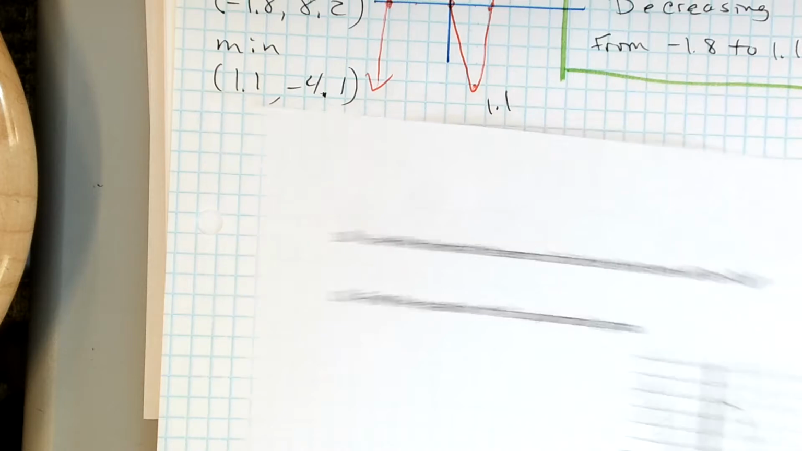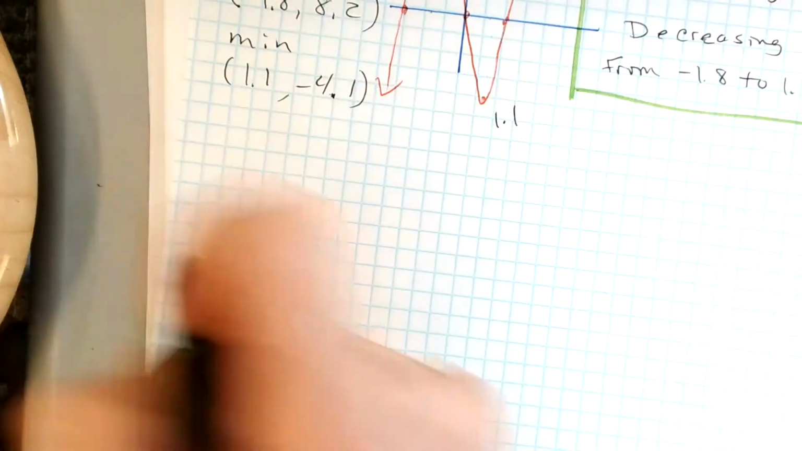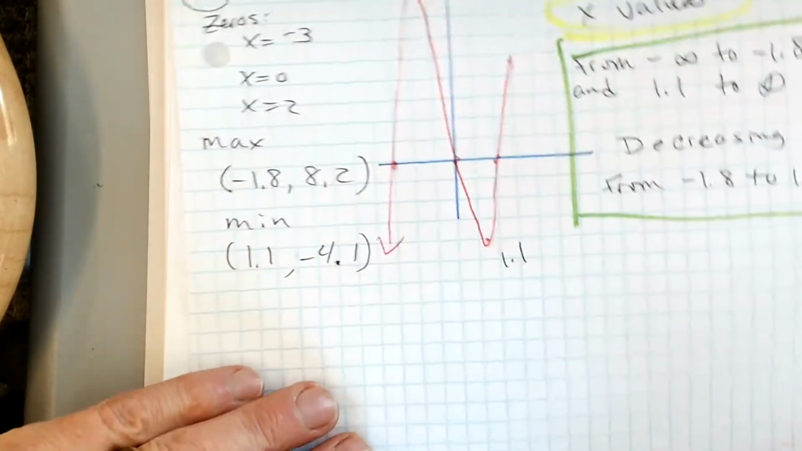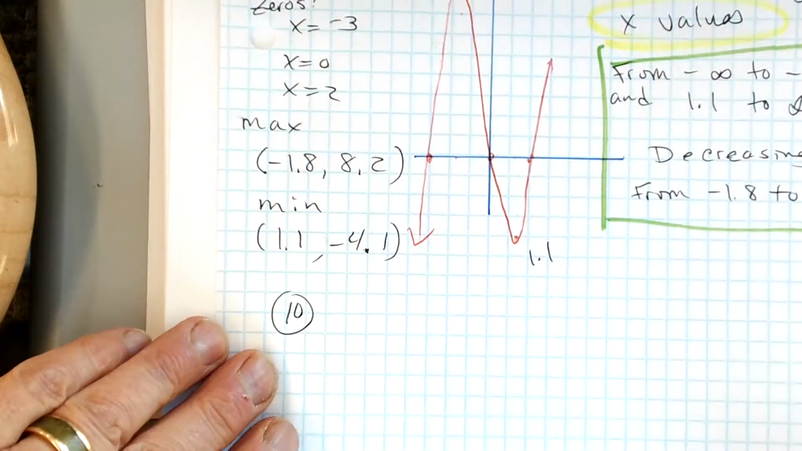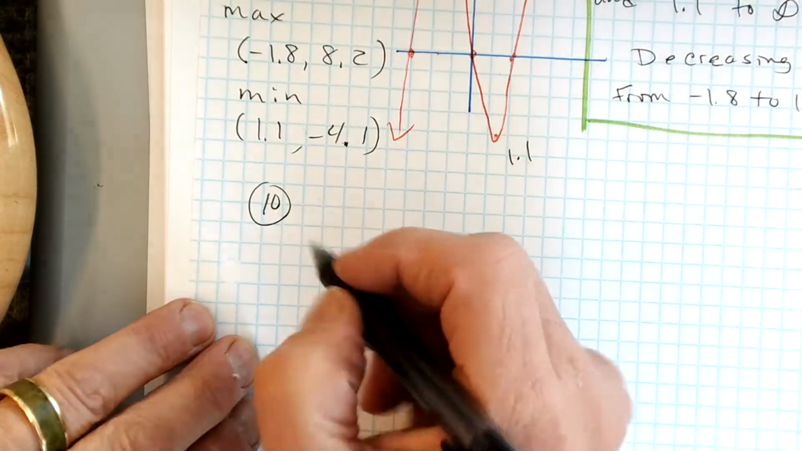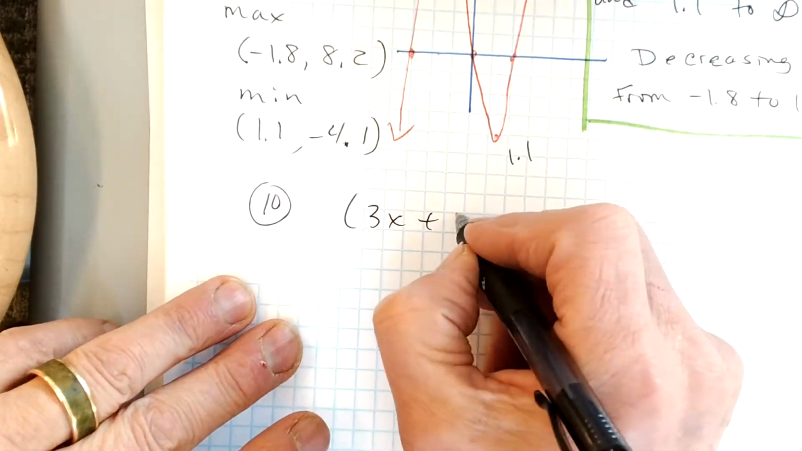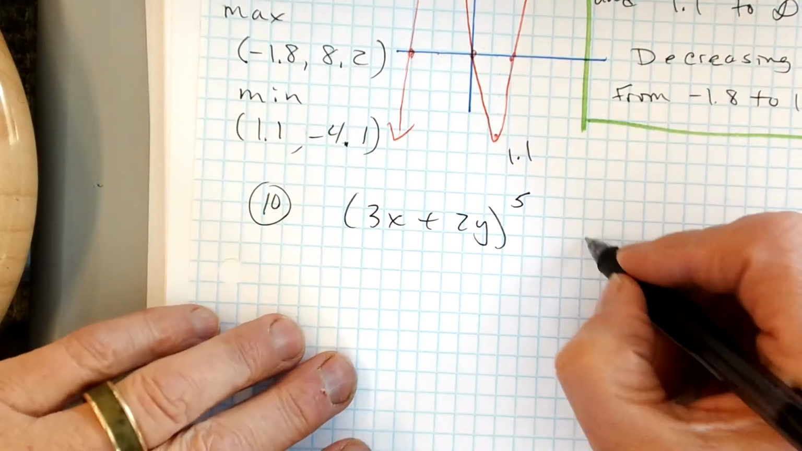Okay, number 10, use the binomial theorem, okay? So the binomial theorem, and I just may as well put it on this graph. So what I have is my number 10, and we skipped 9 just because you need fancy calculus to do it. We are going to have a (3x + 2y) to the 5th, okay? So I need Pascal's triangle.